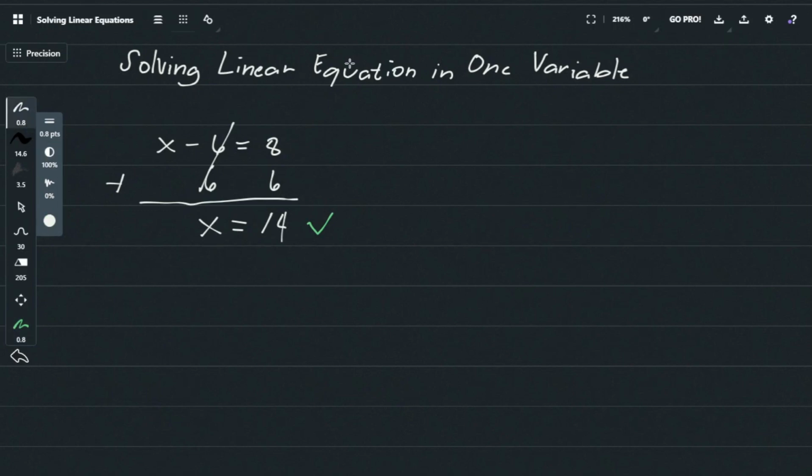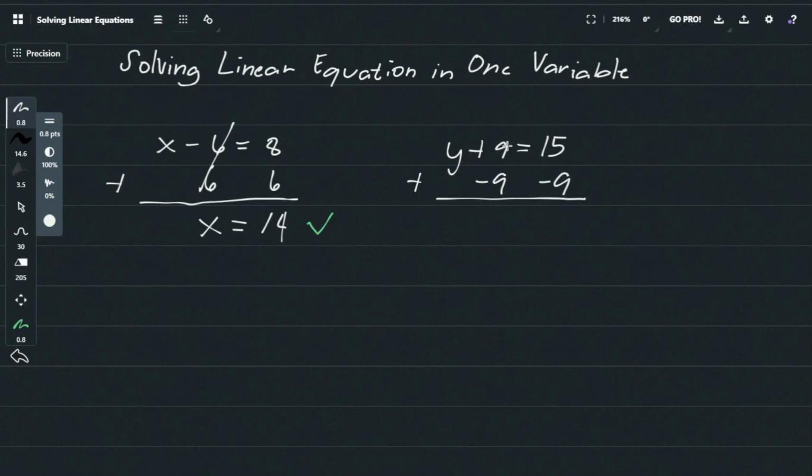Okay, so we have another example. y plus 9 is equal to 15. Now we are just going to find the additive inverse of our constant, which is the positive 9. The additive inverse of positive 9 is just negative 9. So we're just going to add both sides by its additive inverse, which is negative 9.